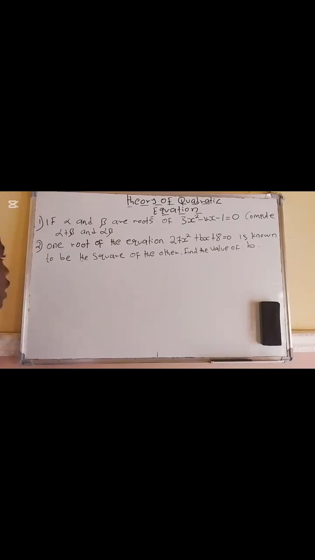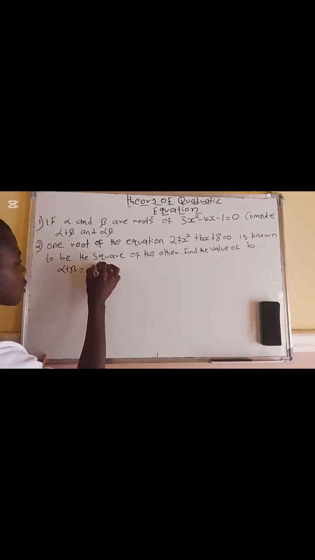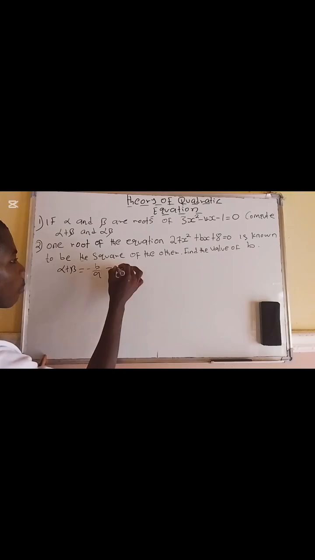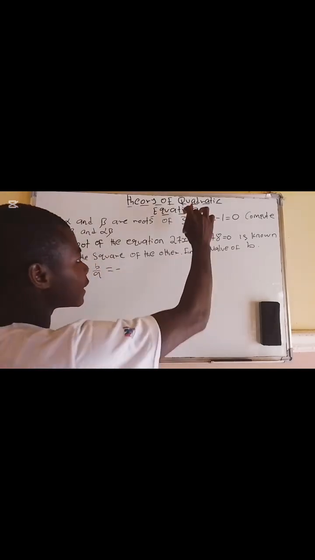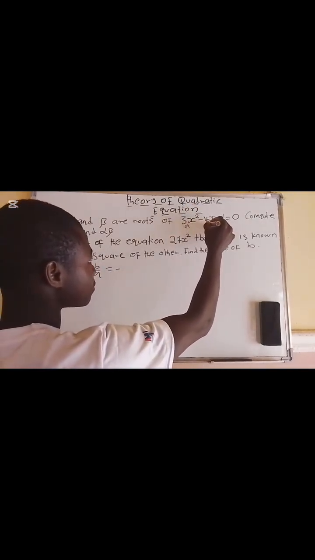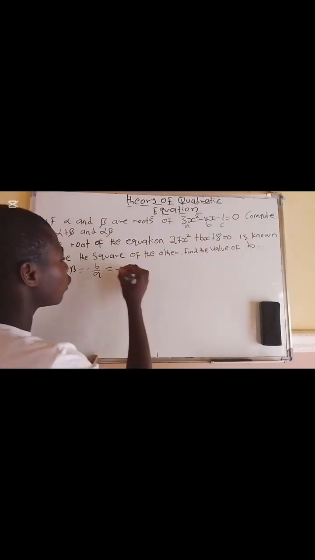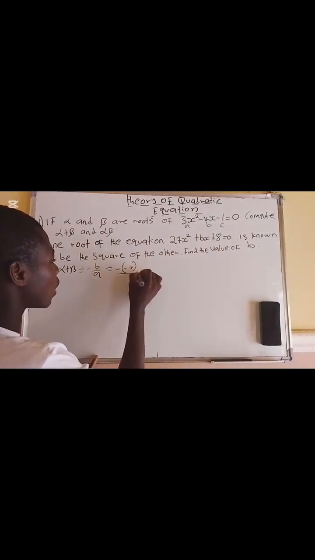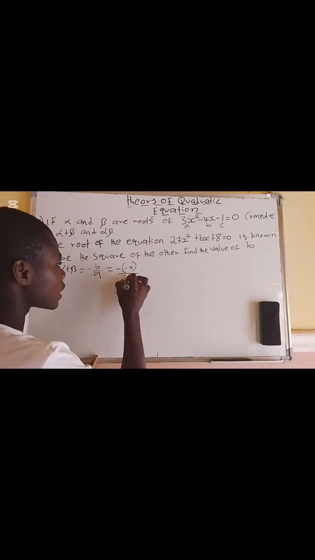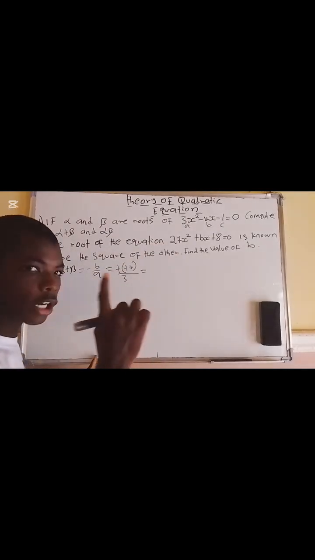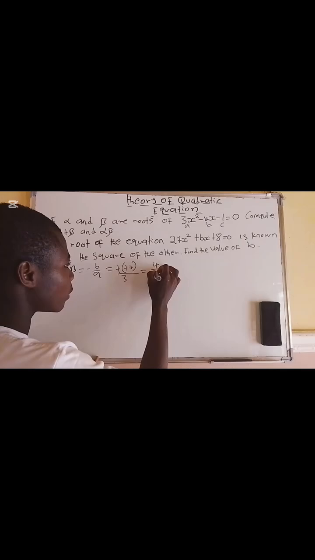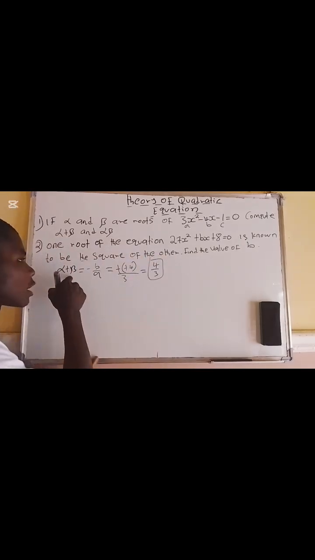So this is very easy. As we proved in the formula for the sum of the roots, alpha plus beta will be equal to minus b over a. So therefore, minus the value of b. This is a, this is b, this is c. The value of b, which is minus 4, over the value of a, which is 3, will be equal to minus, it will become positive, 4 over 3. So this is the sum of the roots.